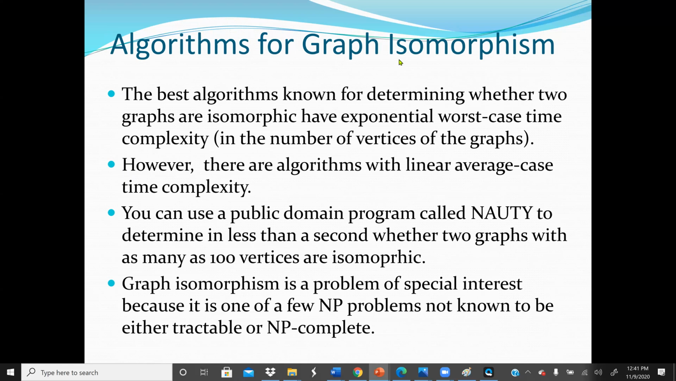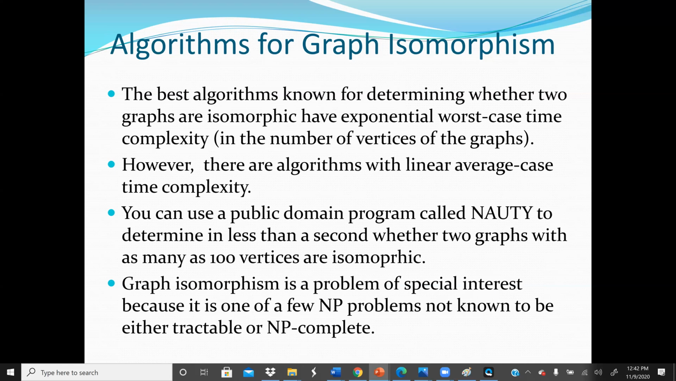So the algorithm for graph isomorphism: the best algorithms known to determine whether two graphs are isomorphic have exponential worst case time. An exponential function increases slowly at first, but as the input increases, it increases exponentially because the input value is an exponent. Let's start from 2 to the power 0, which is only 1. 2 to the power 1 is only 2. 2 to the power 2 is only 4. We can see the difference is not too much yet.